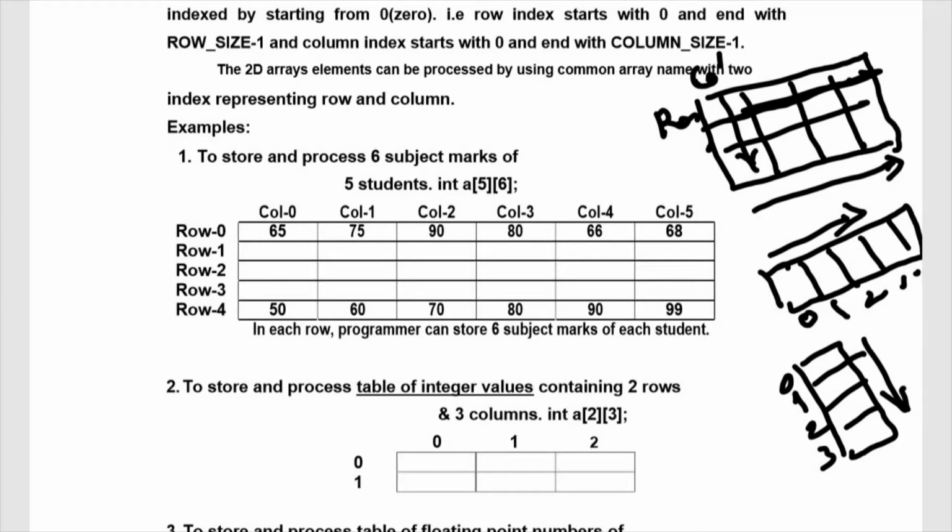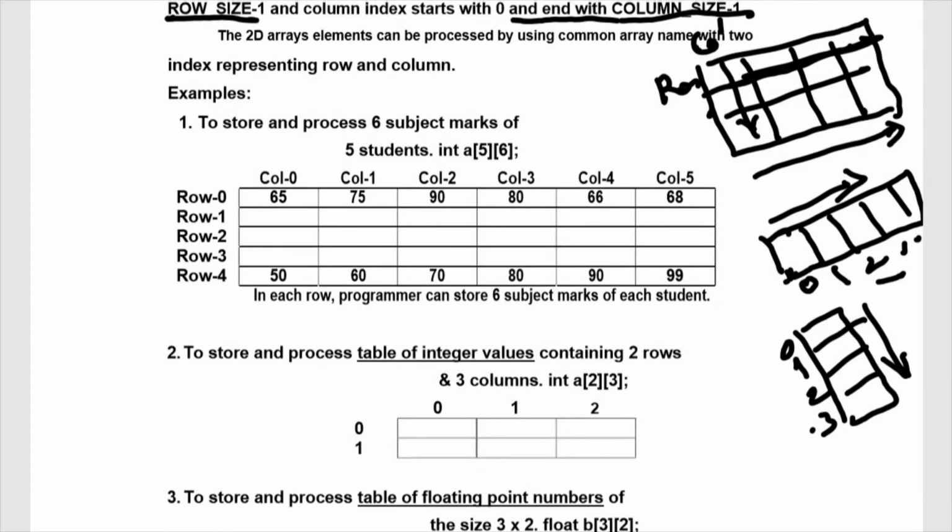Now since in a two-dimensional array I have a row as well as a column, I will need a row index as well as a column index. So the row index starts with 0 up to row size minus 1, and the column index starts with 0 up to column size minus 1.